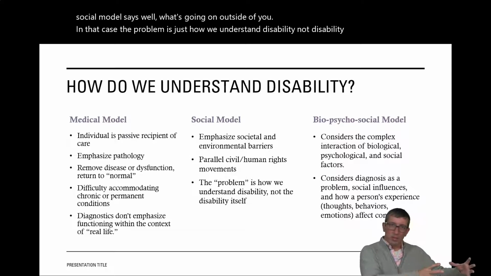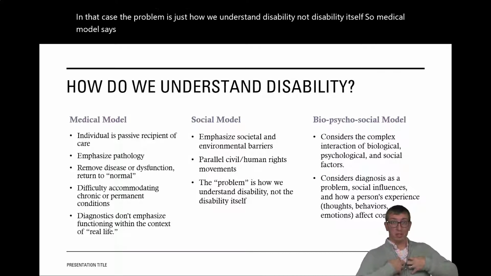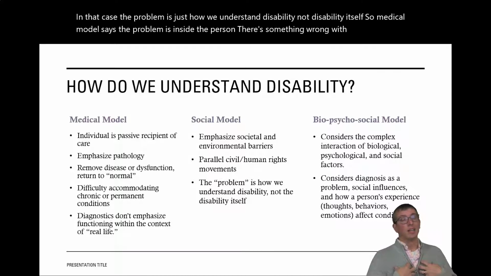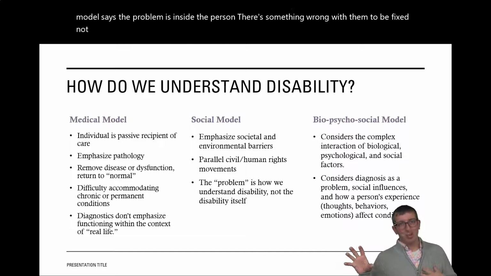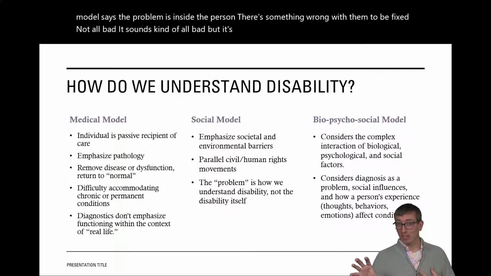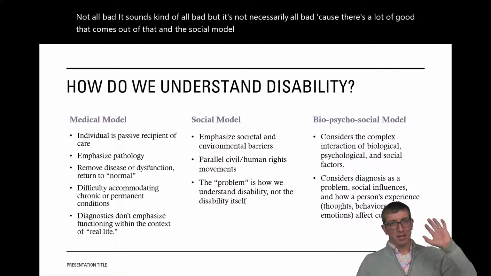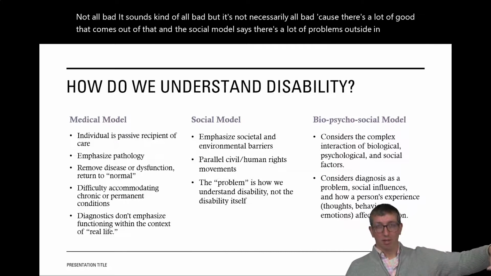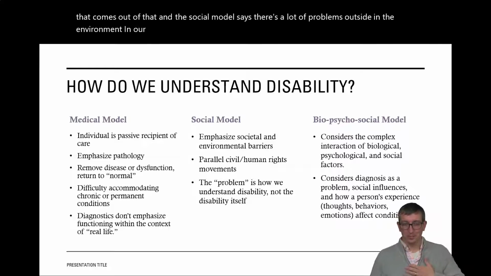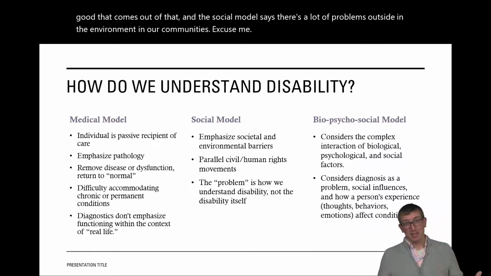So medical model says the problem is inside the person. There's something wrong with them to be fixed. Not all bad. It sounds kind of all bad, but it's not necessarily all bad because there's a lot of good that comes out of that. And the social model says there's a lot of problems outside in the environment, in our communities. And that's not all bad itself either.